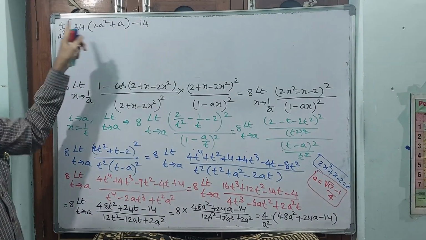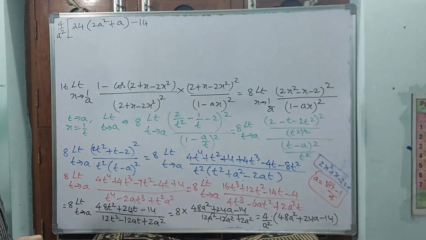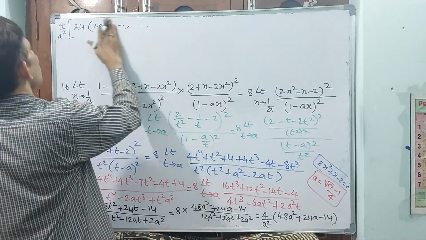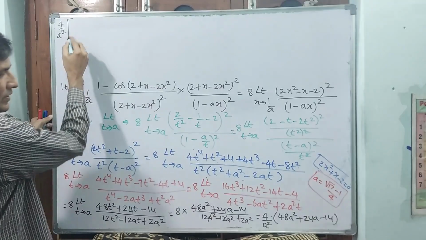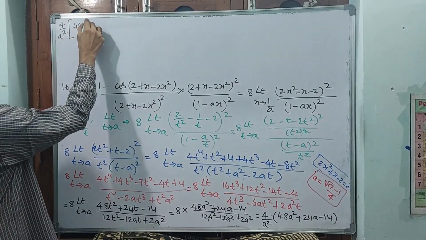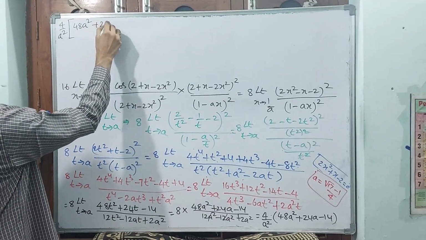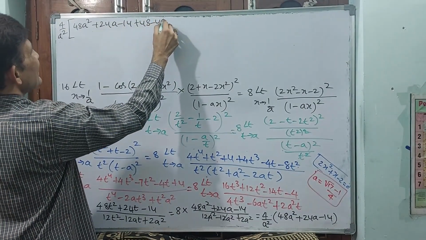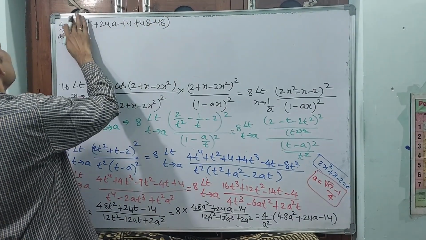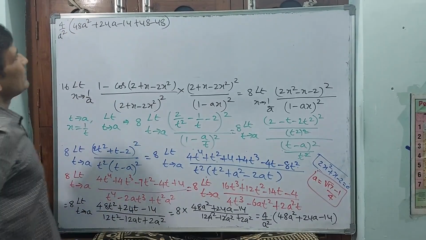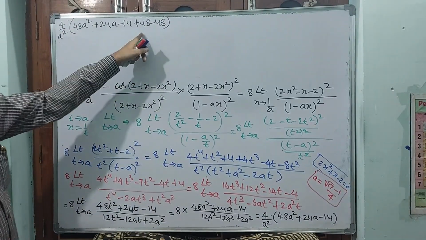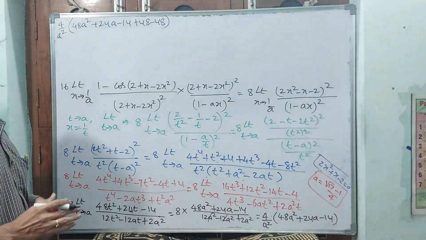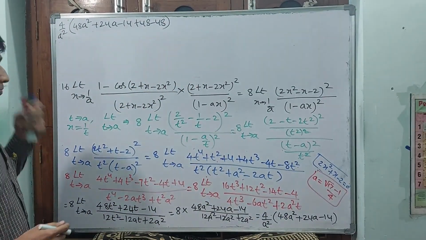Do you accept? Or else I will do one thing. See what I want to say. 48a square plus 24a minus 14 plus 48 minus 48. I have taken like this. Plus 48 minus 48 is going to cancel out. The remaining expression is intact.